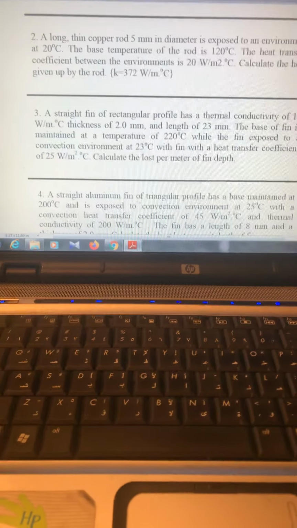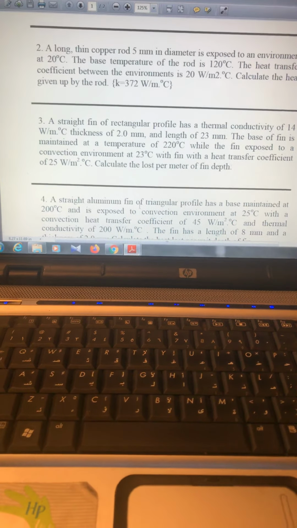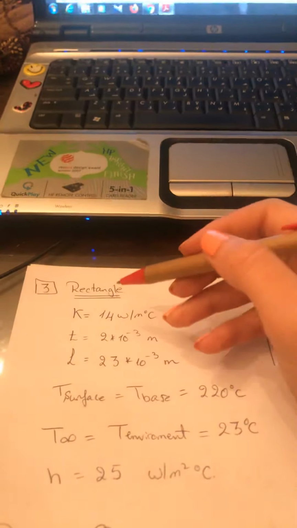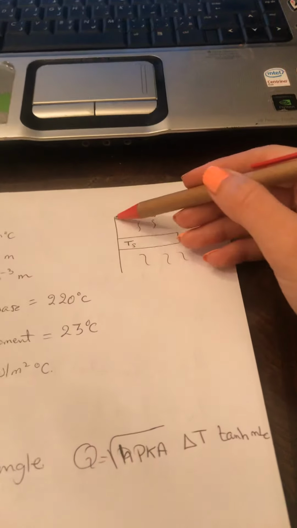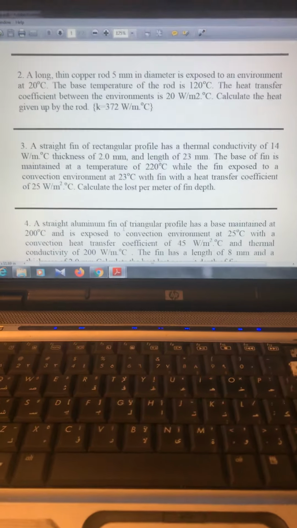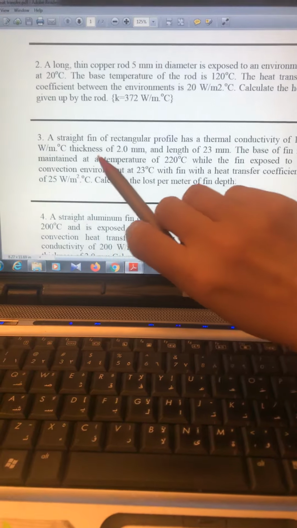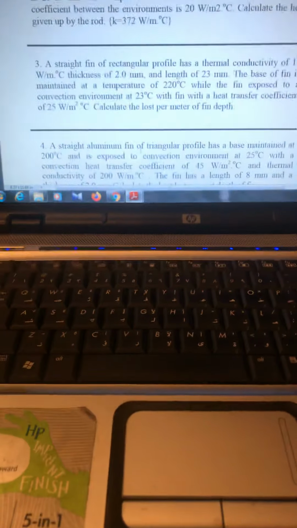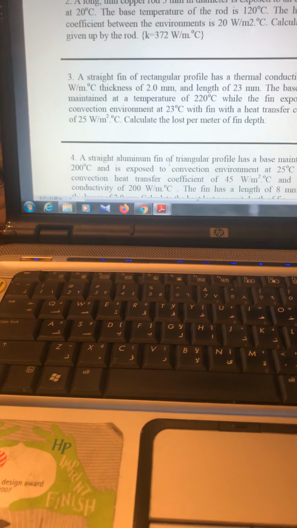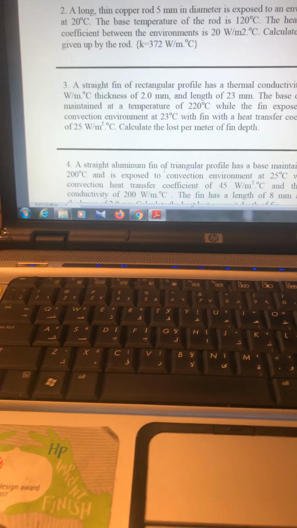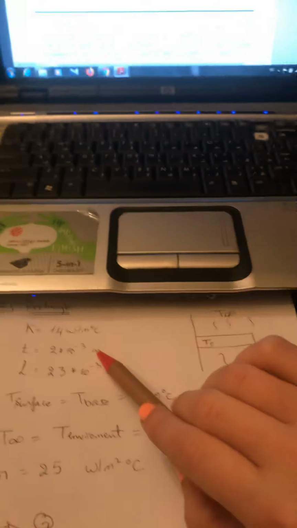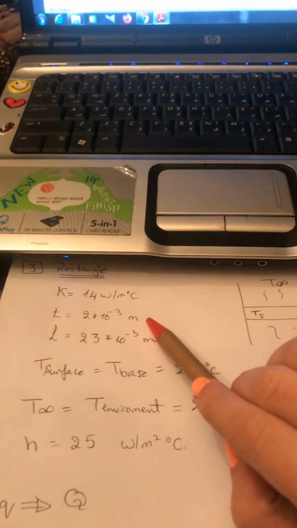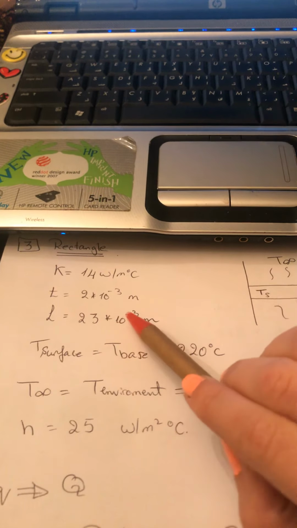For number 3, a straight fin of rectangular profile. So the first thing you write in the givens is that it's a rectangular profile. It has a thermal conductivity of 14, therefore K will be 14. The thickness equals 2 and the length 23 millimeter. So the thickness equals 2 millimeter multiplied by 10 power negative 3 to get the meter. The length equals 23 times 10 power negative 3 meter.